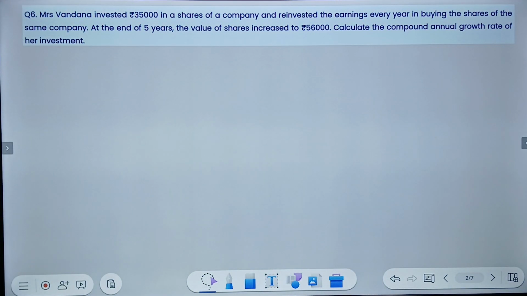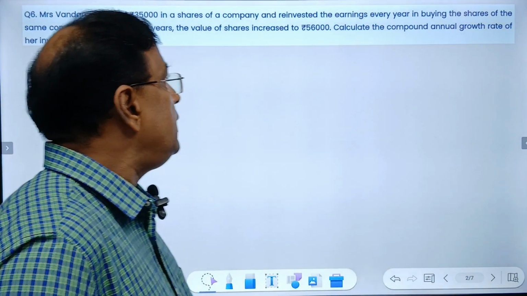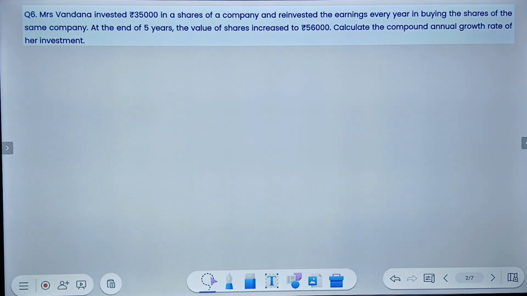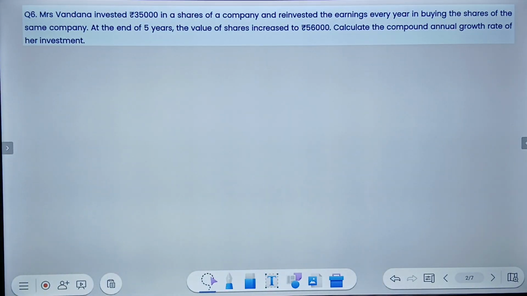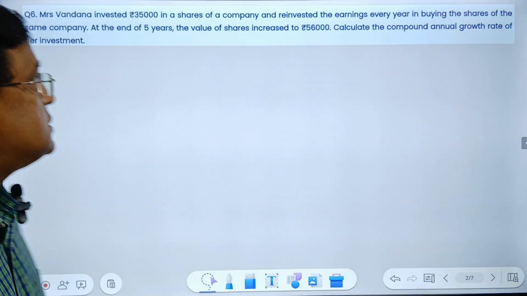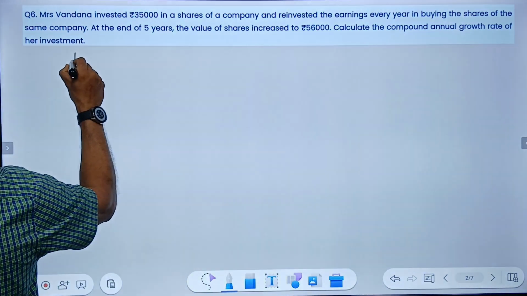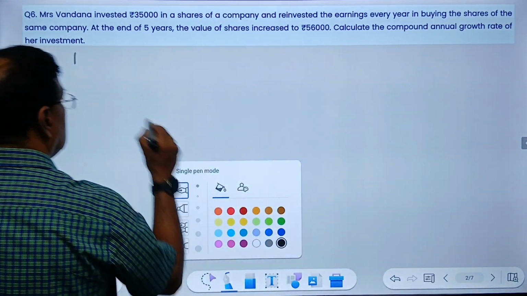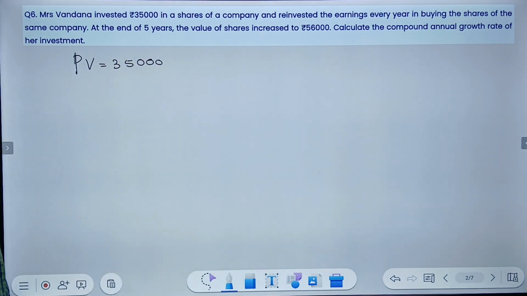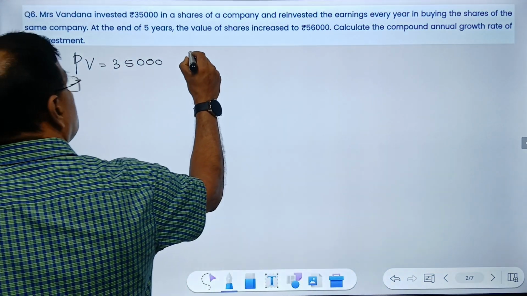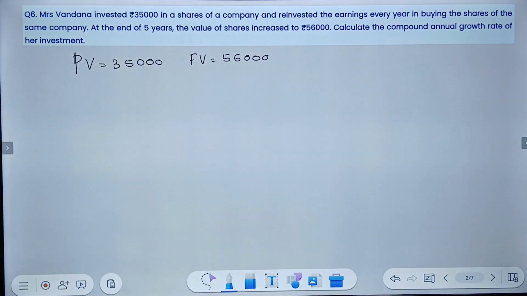Now look at this. Mrs. Vandana invested rupees 35,000 in a share of a company and reinvested the earning every year in buying the shares of the same company. At the end of 5 years, the value of the share increased to 56,000. Calculate the compounded annual growth rate. Initially, Mrs. Vandana invested how much? 35,000. So the present value of my investment is 35,000. At the end of 5 years, what is its value? The future value is given as 56,000. Calculate the compounded annual growth rate.